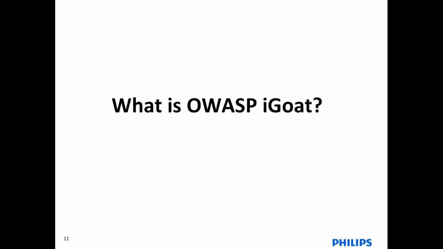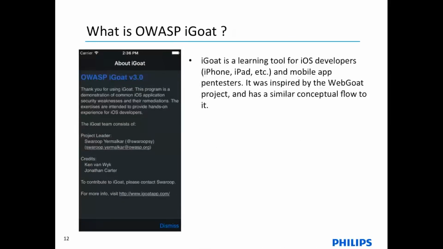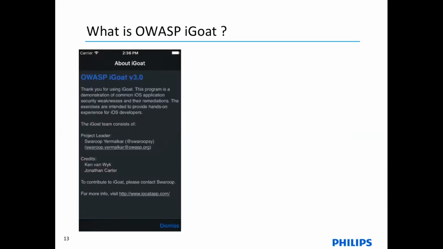Okay, let's talk about OWASP iGoat. OWASP iGoat is a learning tool or platform for iOS developers and mobile app pen testers. It was inspired by the WebGoat project, and it has a similar conceptual flow. The lessons are laid out in the following steps: a brief introduction to the problem, then verifying the problem by exploiting the vulnerability, a brief description of available remediation, and fixing the problem by correcting and rebuilding the code.